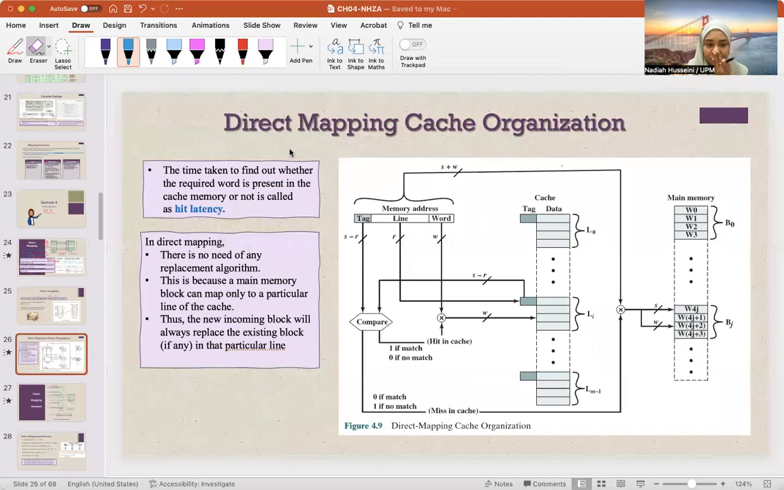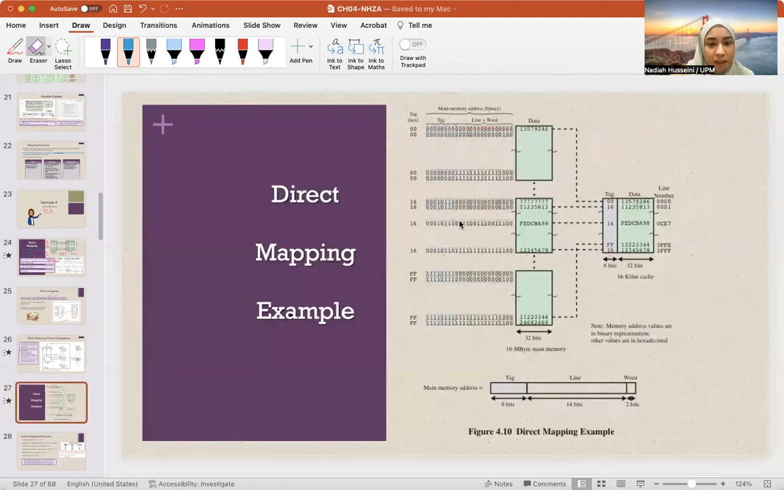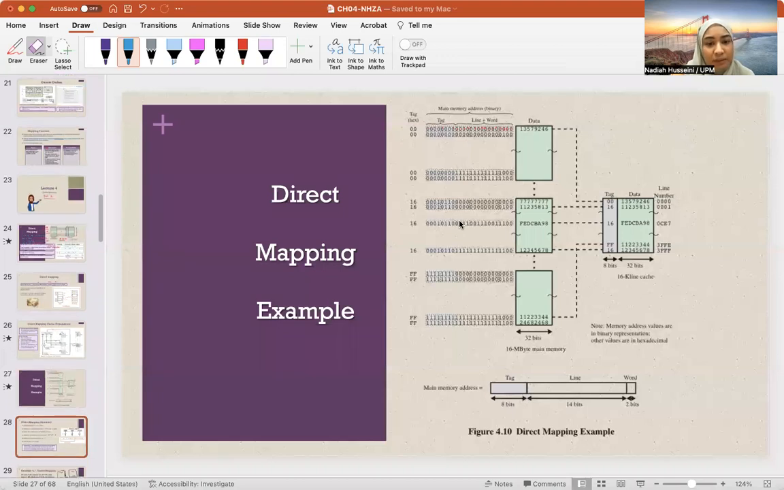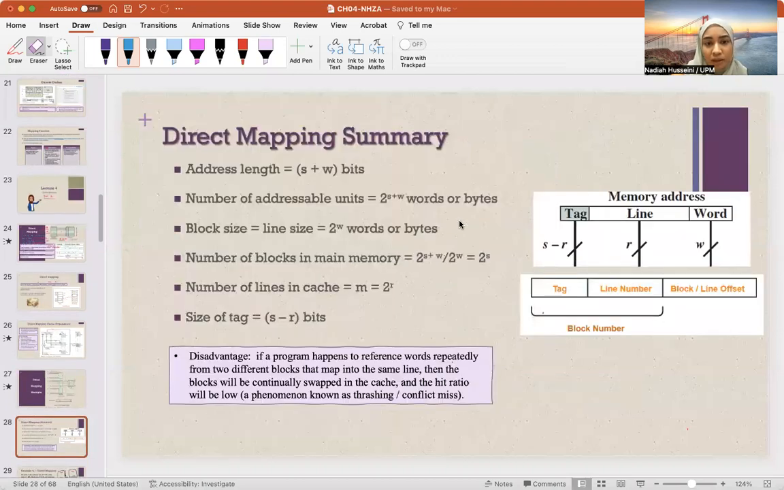Okay. And then we also talked about how the direct mapping cache organization works, what goes first. You first look at the line number, then you go for the tag, and from then on you find the word that you actually want. I also talked about this one, and then we talked about this example as well. And then we had this summary, and we need to remember this to do our practice problem in a bit.